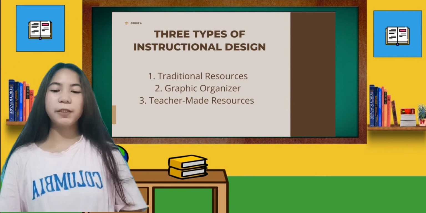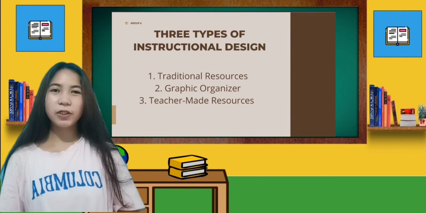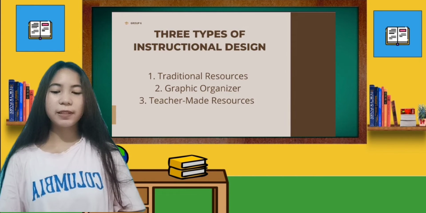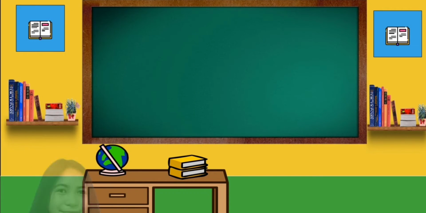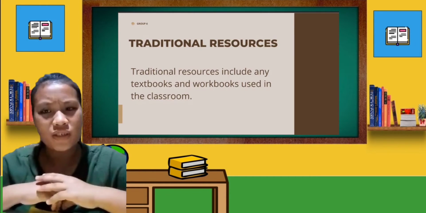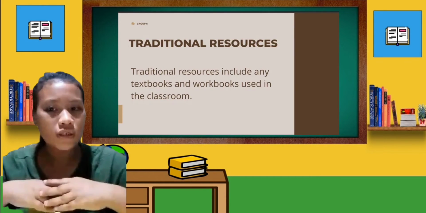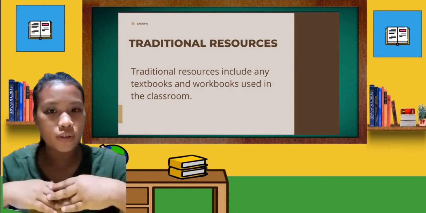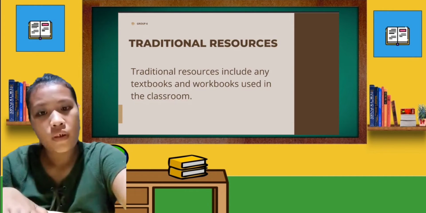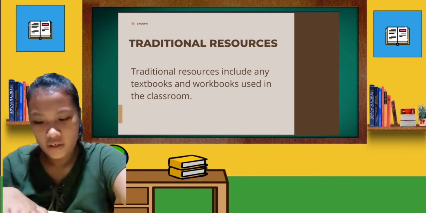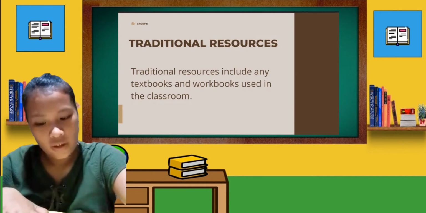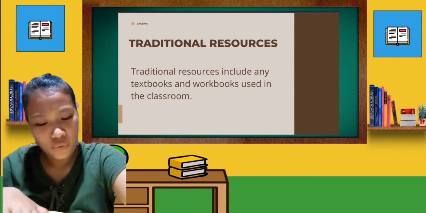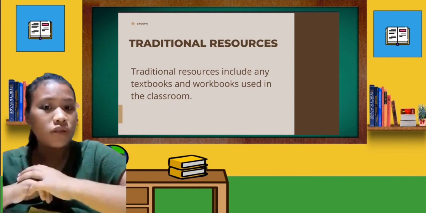So there are three types of instructional materials. First, traditional resources. Second, graphic organizer. And third is the teacher-made resources. So, what are traditional resources? Traditional resources include textbooks and workbooks used in the classroom. These are reading materials which are written or printed like books, or a story that children love to read. That is an example of traditional resources.